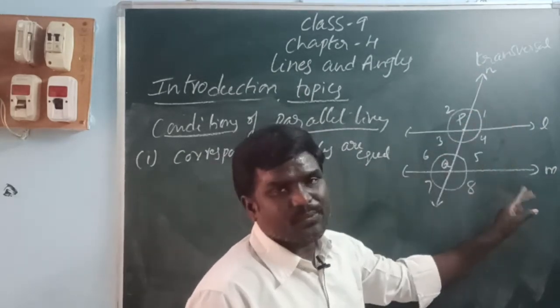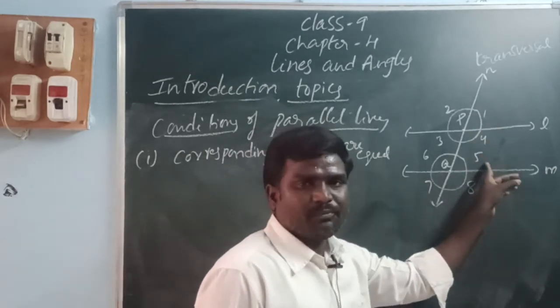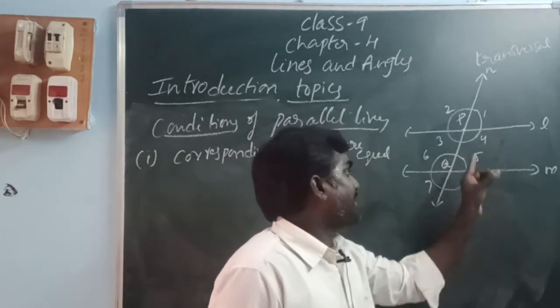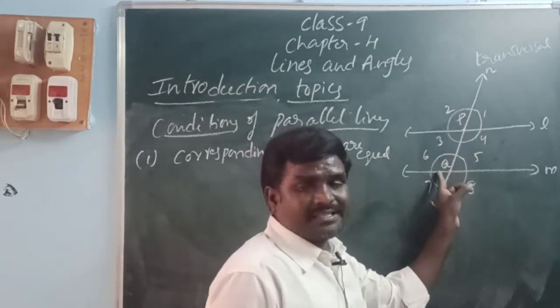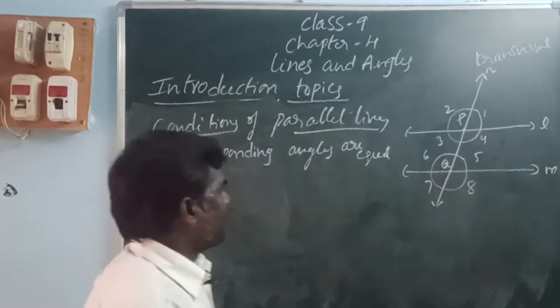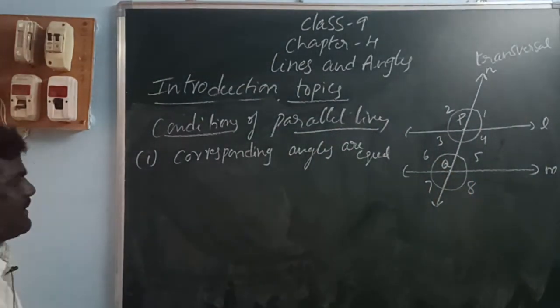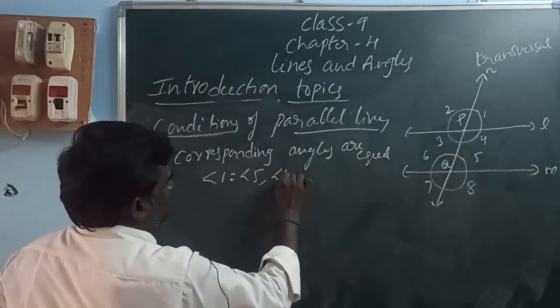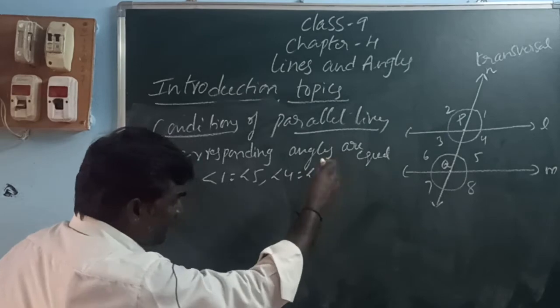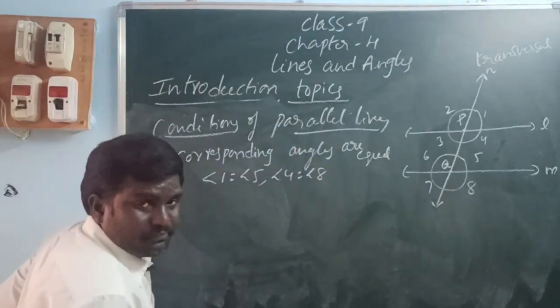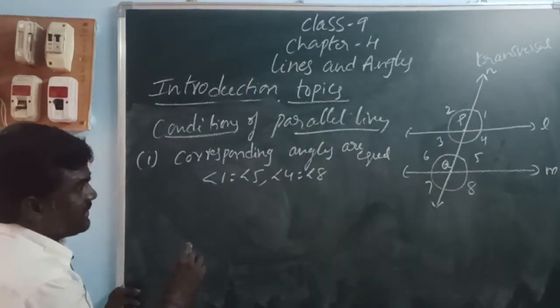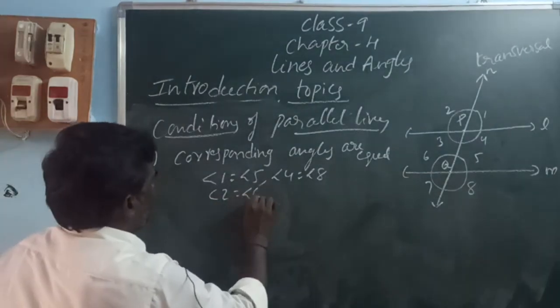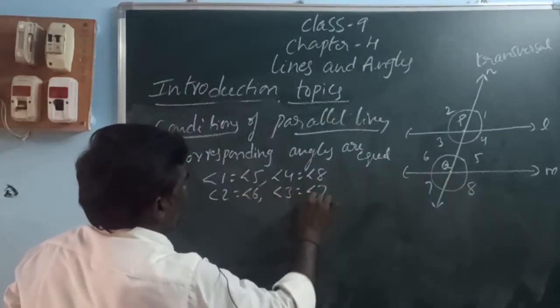So here what are the corresponding angles? Angle 1, angle 5. Next, angle 4, angle 8. Next, angle 2, angle 6. Next, angle 3, angle 7. So the corresponding angles are equal. Angle 1 is equal to angle 5. Angle 4 is equal to angle 8. They are on the same side of a transversal line, and they are not adjacent. Next, angle 2 is equal to angle 6. Angle 3 is equal to angle 7.